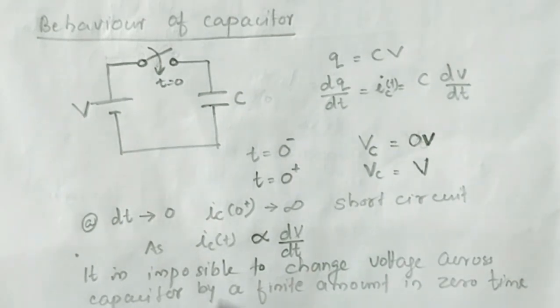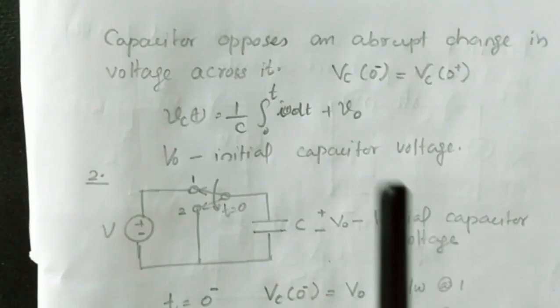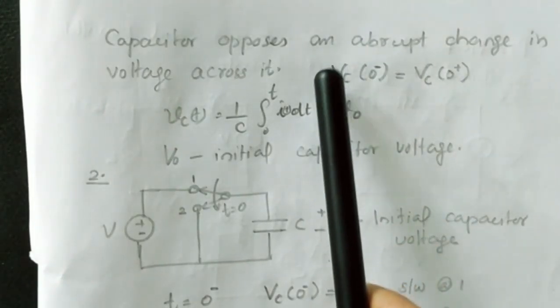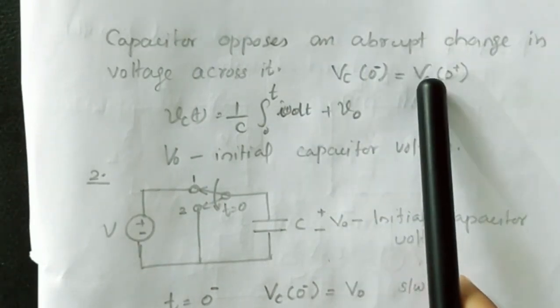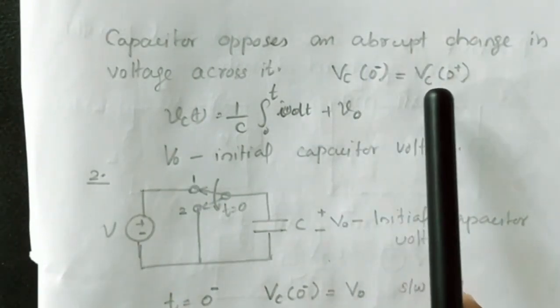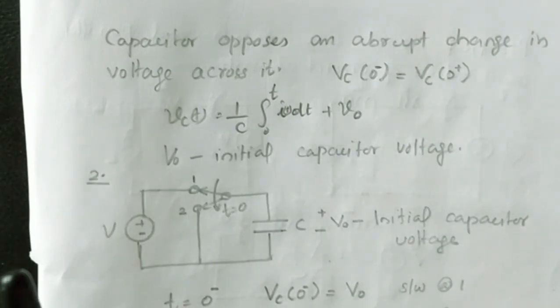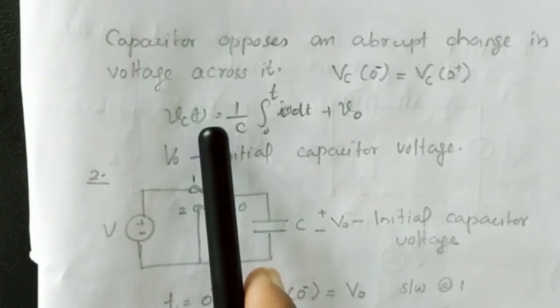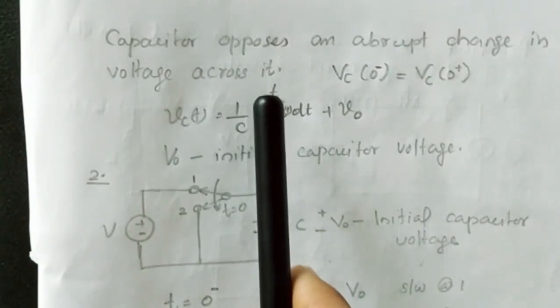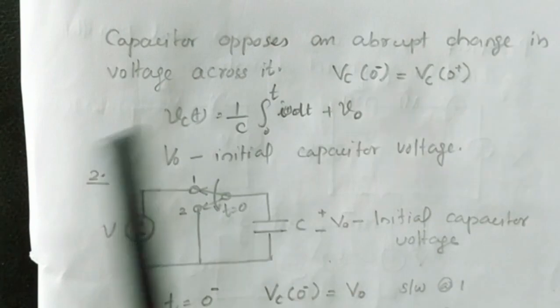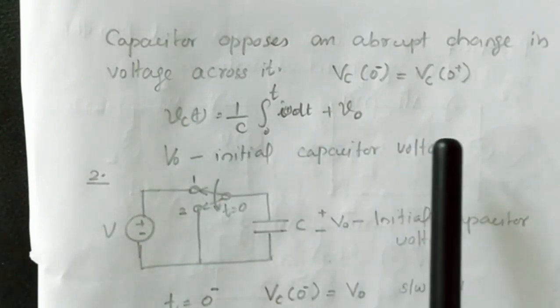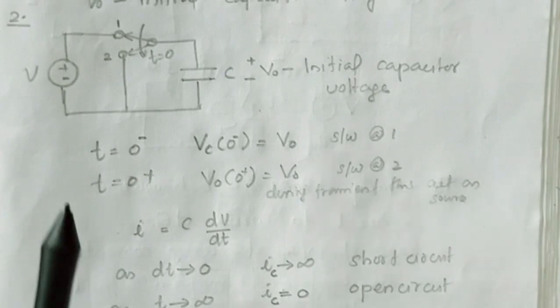In order to achieve that, the current through the capacitor would become infinite. A capacitor does not allow an abrupt change in voltage across it. That is, the capacitor's voltage just before switching is equal to just after switching: Vc(0 minus) is equal to Vc(0 plus). So from the earlier relation, I is equal to C into dVc by dt, we can find this relation: Vc(t) is equal to 1 by C integral 0 to t of I dt plus the initial voltage V0, where V0 is the initial capacitor voltage.